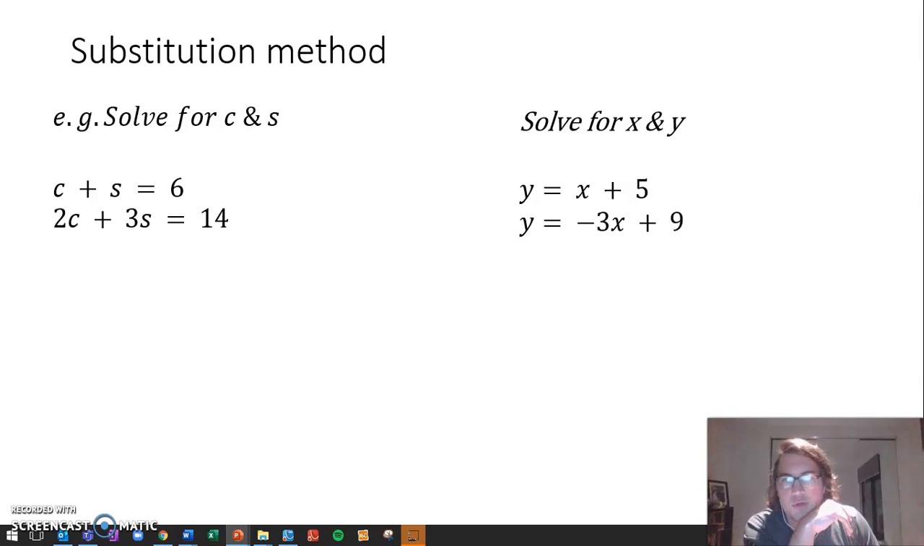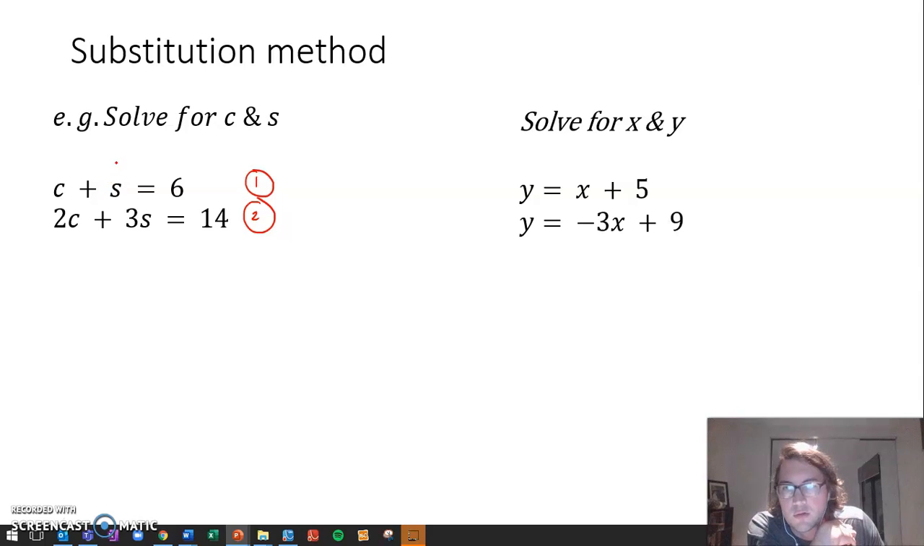Okay, so substitution. Substitution involves substituting one equation into another. For this first example, solve for C and S, I'm going to call this equation 1 and that equation 2. With substitution you want an expression for one variable. So what I mean by that is I either want C by itself or S by itself.